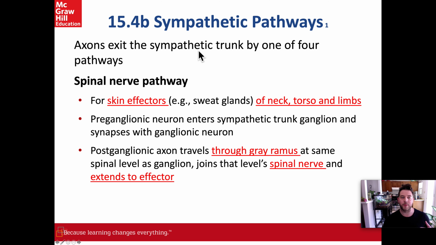So there are different pathways. Axons exit the sympathetic trunk by one of four pathways. So once they go from the spinal cord to the trunk, they have to then go out some way. The first one is the spinal nerve pathway. This is for skin effectors of the neck, torso, and limbs. You have the postganglionic axon traveling through the gray ramus, joining that level spinal nerve and extending to its effector.